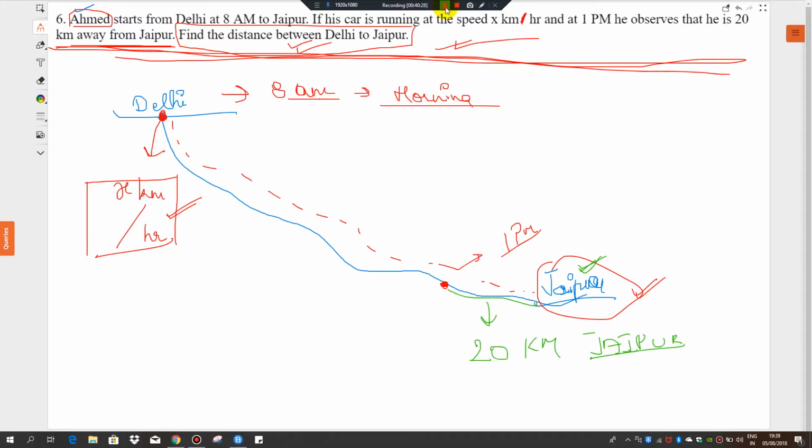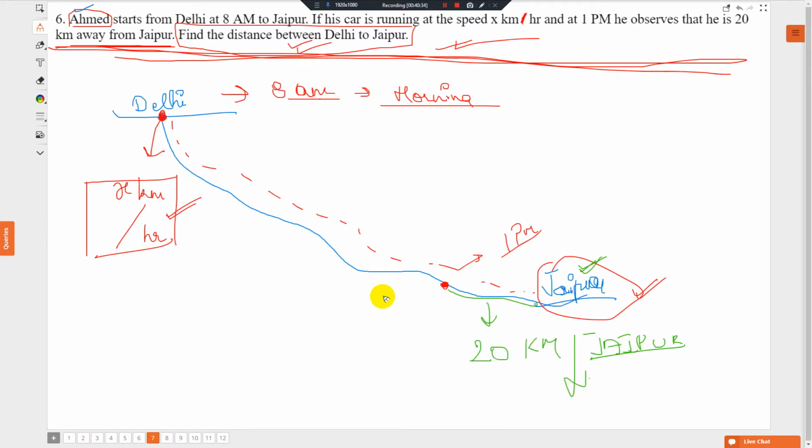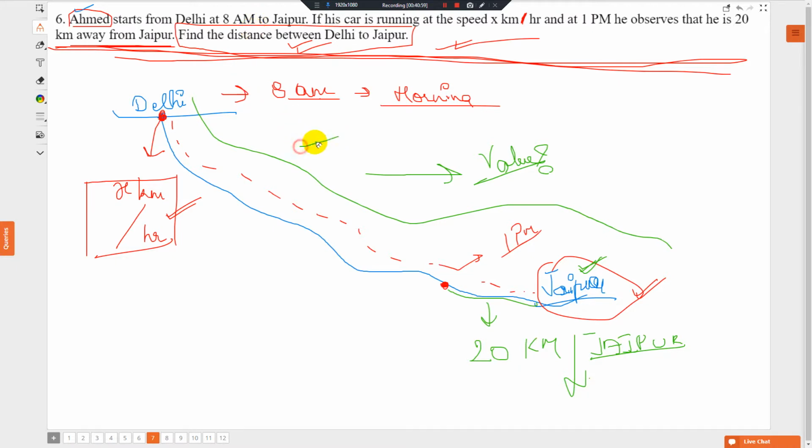So, 20 kilometers away from Jaipur. Find the total distance from here to here. What will be the value for the total distance? That is pretty simple. They have given almost 3 clues, and from those 3 clues we can find the total distance. So, first step is a simple step.